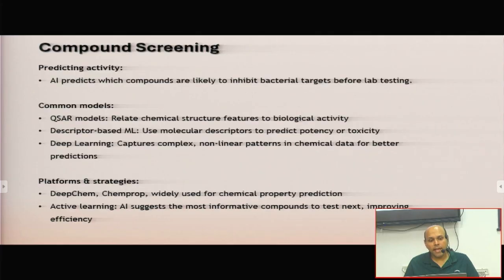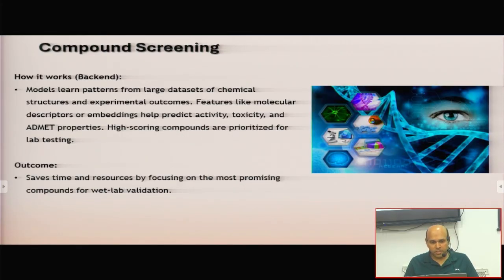And then you have got active learning, where AI suggests the most informative compounds to test next, improving efficiency. So it is constantly a learning process, is what I'm saying over here as well. You have got the data set and it just is refined further quite a lot.